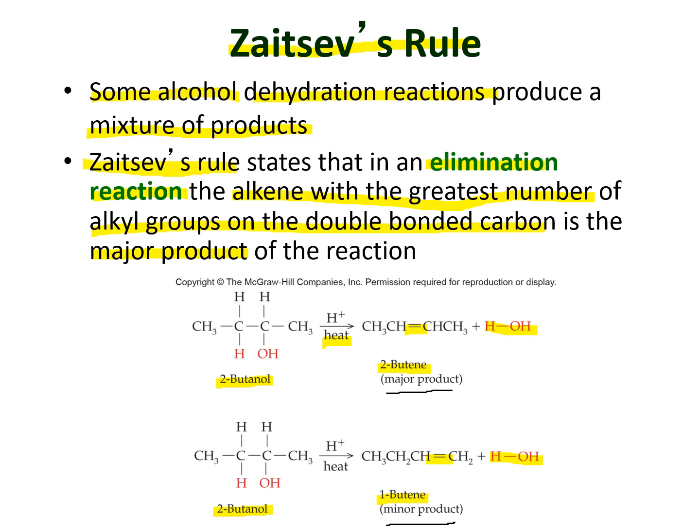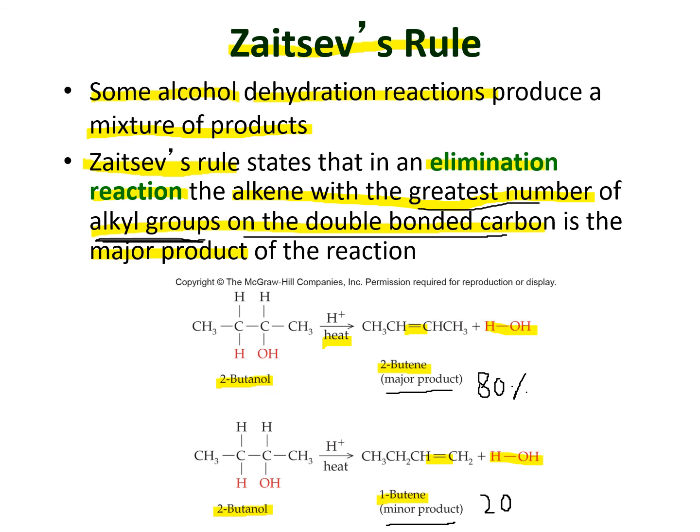Just for the sake of convenience, we can say this major product will be formed 80% of the time and the minor product will be formed 20% of the time, so that we can understand it a little bit better. Now the 80% of the time, or the major product, will be the alkene with the greatest number of alkyl groups on the double bond. These are the key words to remember: greater number or more number of alkyl groups on the double bond.